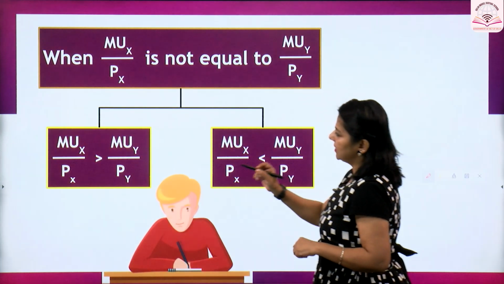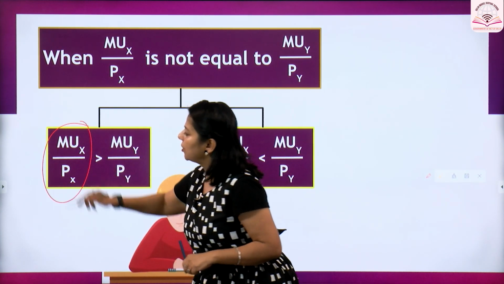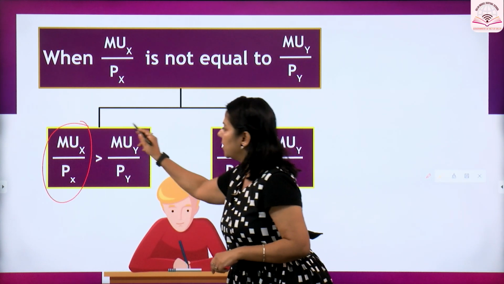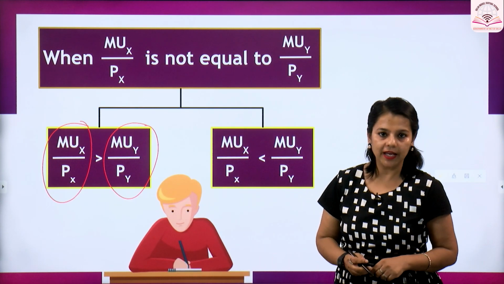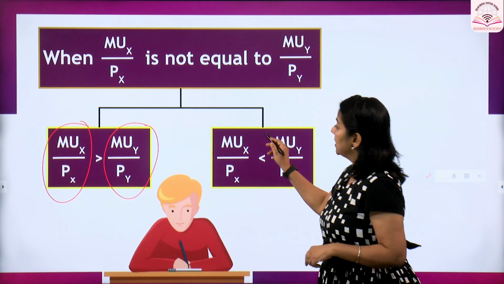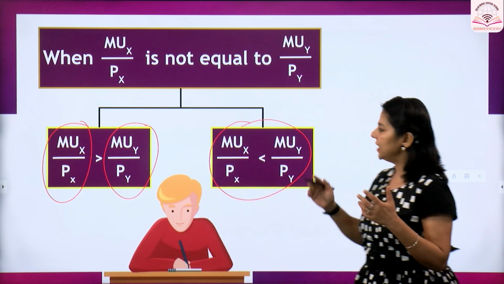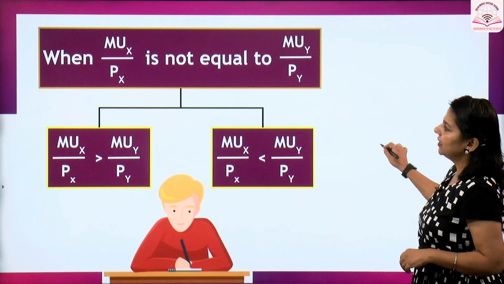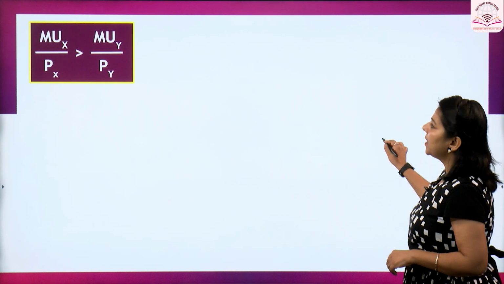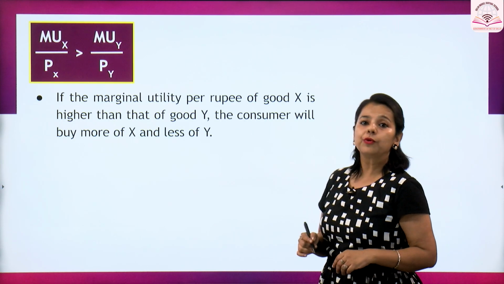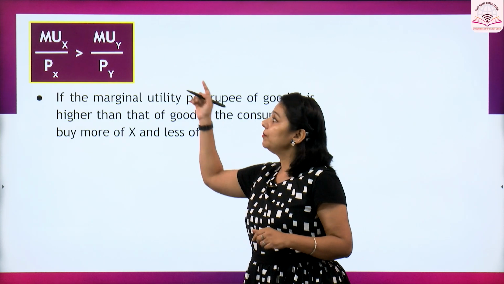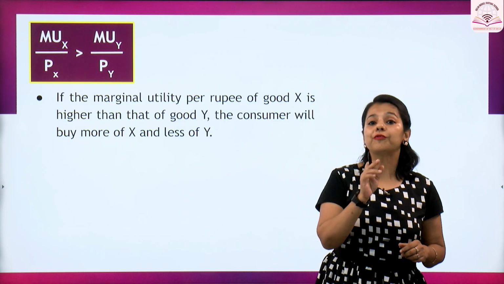First case says per rupee marginal utility of X is more than per rupee marginal utility of Y, and the second case says the opposite of it. Let's discuss each in detail. The first says per rupee marginal utility of good X is more than per rupee marginal utility of good Y.